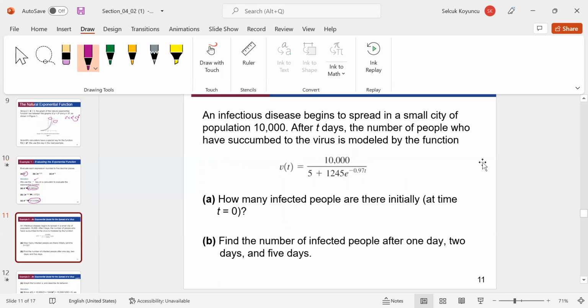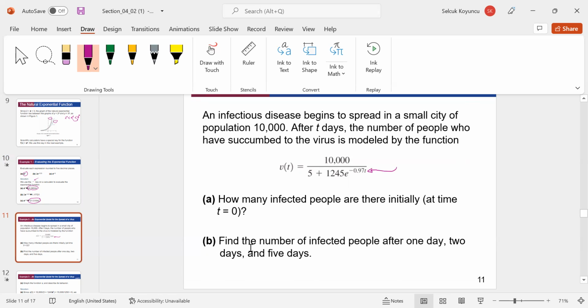An infectious disease begins to spread in a small city of population 10,000. After t days, the number of people who have succumbed to the virus is modeled by this function. How many people are infected initially? Initially means the time 0, right? Whenever the time is 0, that's always the initial population. So all we will do is plug the 0 in for t and then evaluate it. I'll show you that on the next page.